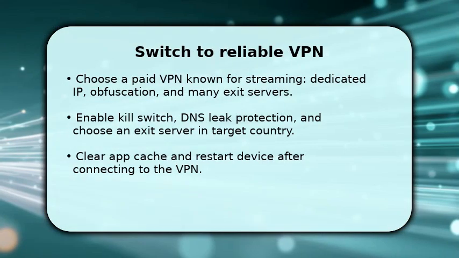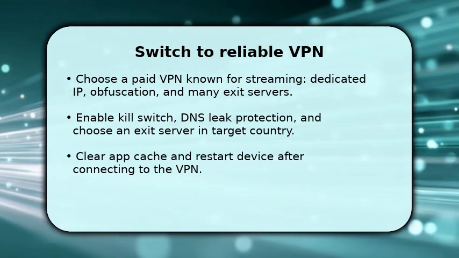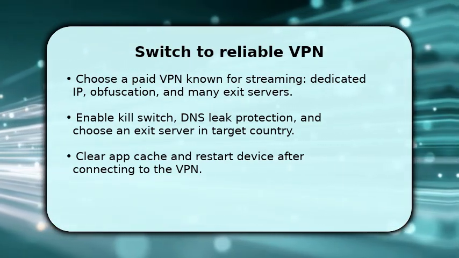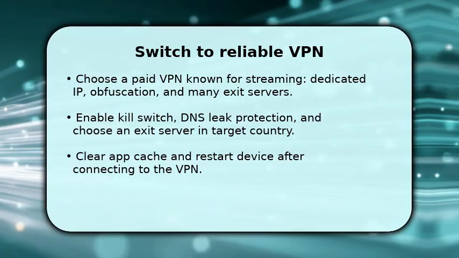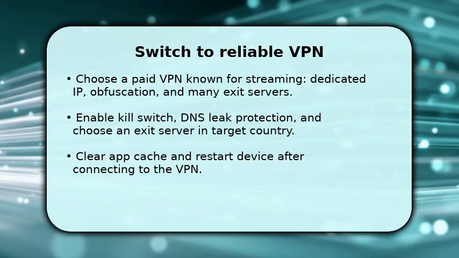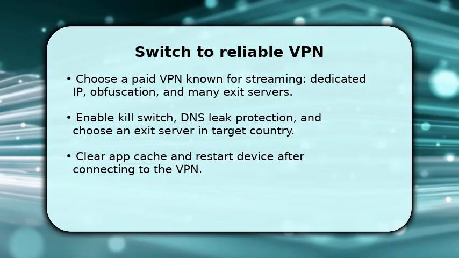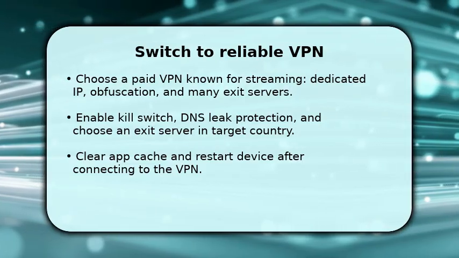You need a VPN built for streaming. Free services often share IPs that Hotstar flags. Pick a provider with obfuscated servers or a dedicated IP and connect to an exit server in the target country. This reduces detection risk. Next, enable the kill switch and DNS leak protection so traffic can't bypass the VPN.